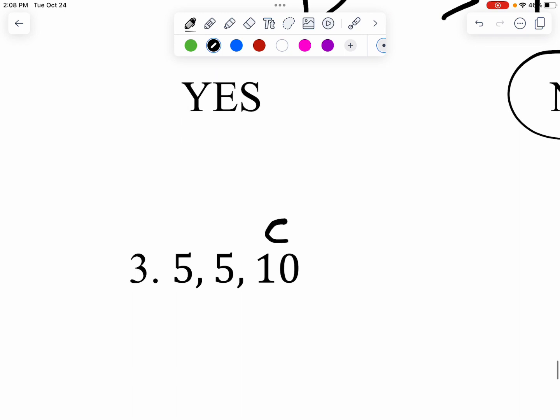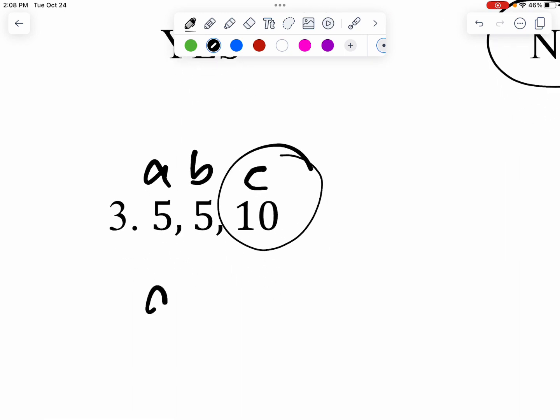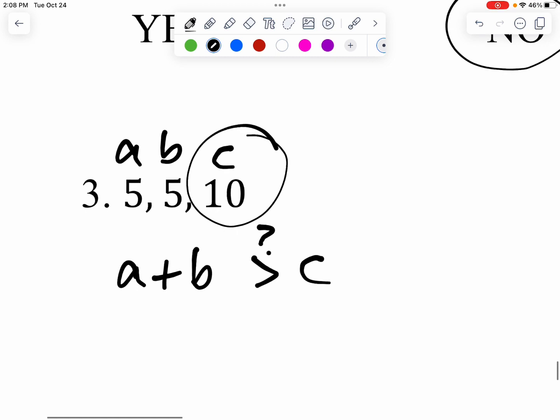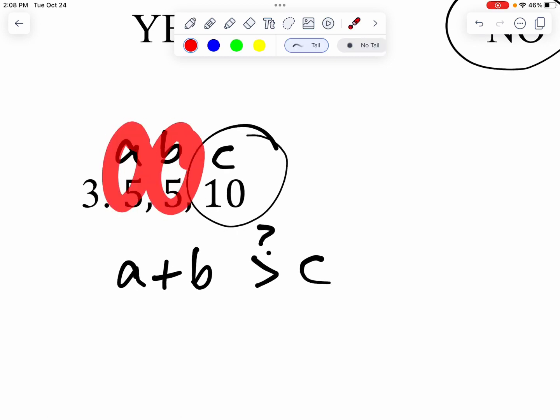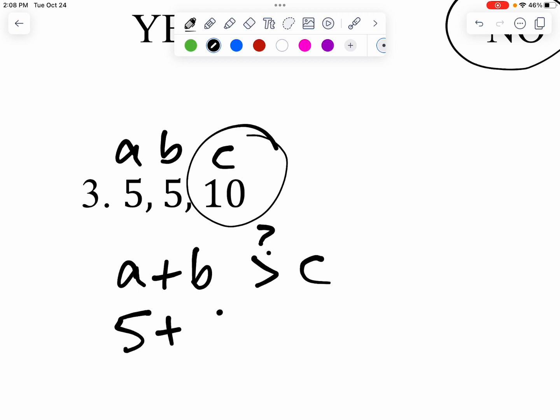This one is the C because it's the biggest number. The other two are A and B. I'm going to put A plus B. Is it greater than, with a question mark, C? I have to answer yes or no for this. The A is 5 and also the B is 5. So I'm going to put 5 plus 5. Is that greater than 10?